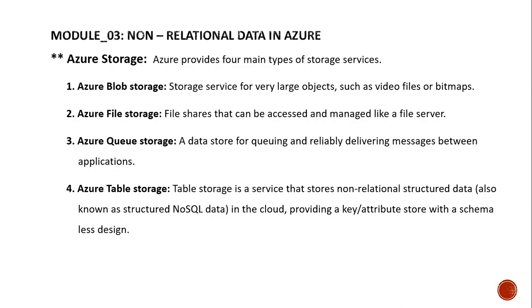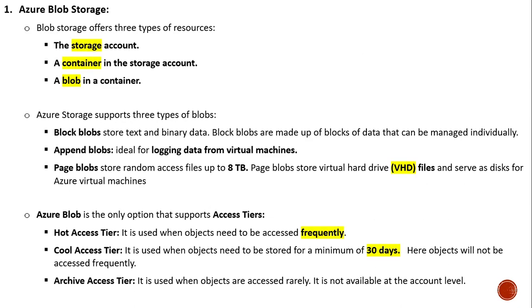Third one is the Azure Queue Storage. This service is used for delivering messages between the applications. And the fourth one is Azure Table Storage. So Azure Table Storage stores non-relational structured data and provides a key attribute store with a schema-less design. So these are the four types of Azure storage. So now let us start with the Azure Blob Storage.